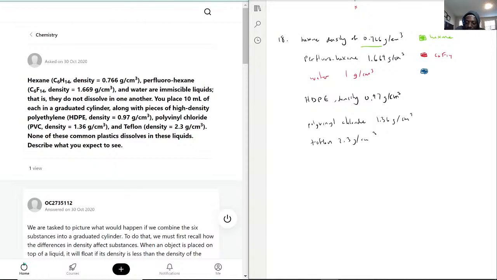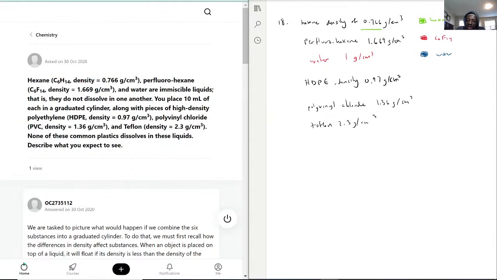So knowing this, actually, let's start with that. It's 10 mils of each, right? So because the perfluorohexane, as you see, is the densest, it'll be at the bottom. So if we had a graduated cylinder, right? Okay, that's what it says. Yep, in the graduated cylinder we have 10 here, 20 here, and 30 here, right?